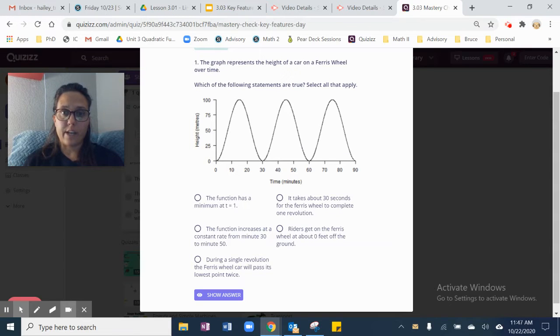The graph represents the height of a Ferris wheel or a car on a Ferris wheel over time. Which of the following statements are true? Select all that apply. So the function has a minimum at t equals 1.